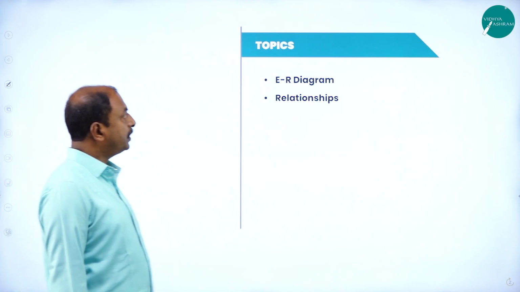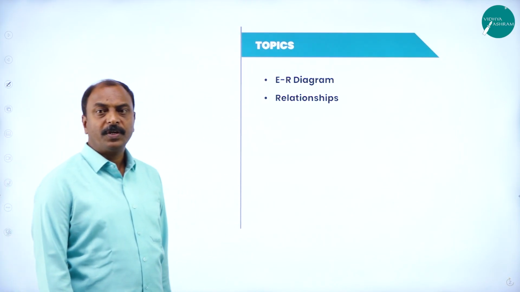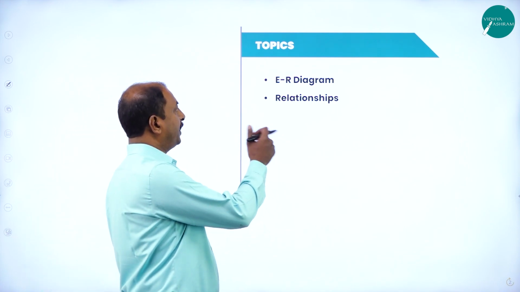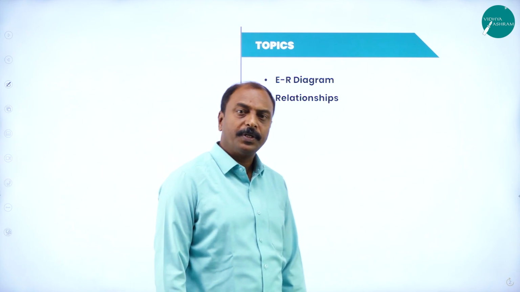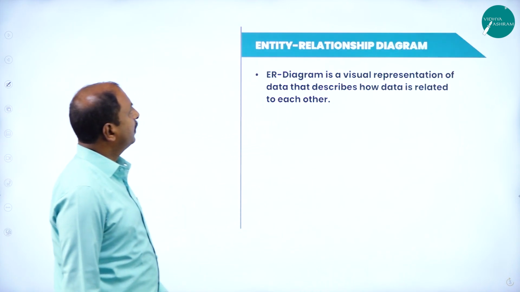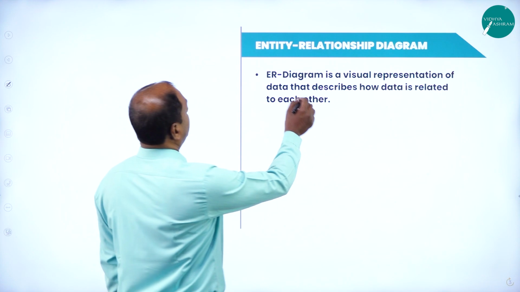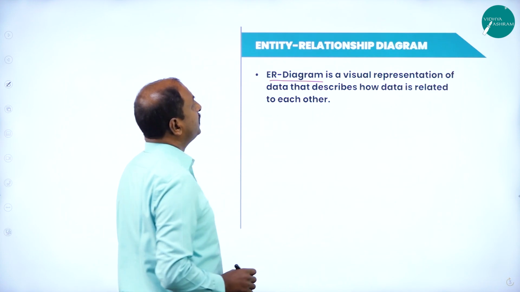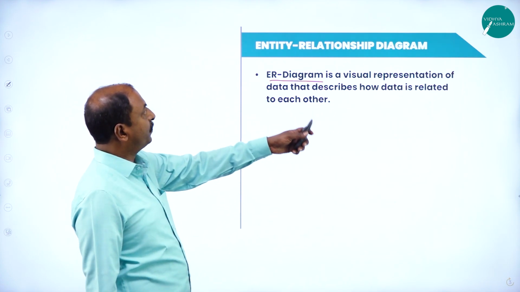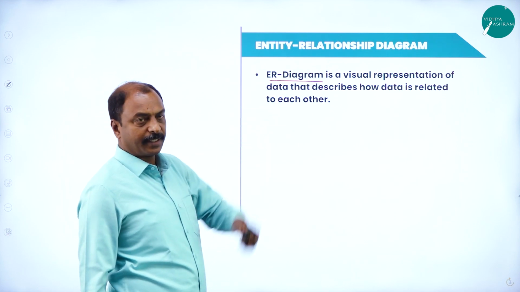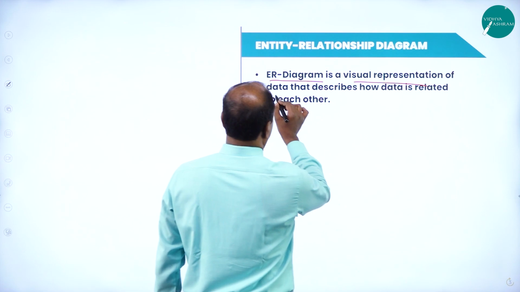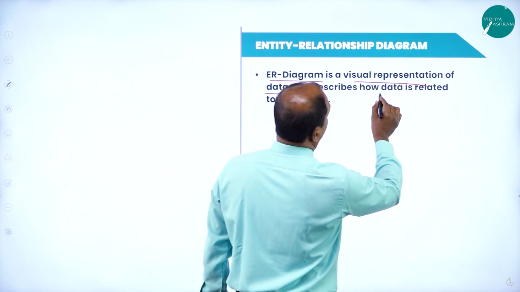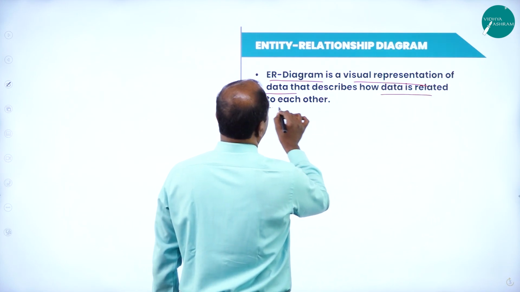Now, in this session, we are going to learn a few definitions of ER diagrams, relationship, and other definitions which are related to database. Now, let us start with what is ER diagram. So, what is ER diagram? Here, ER stands for Entity Relationship Diagram. It is a visual representation of data that describes how data is related to each other.